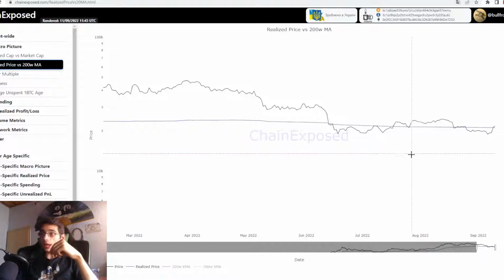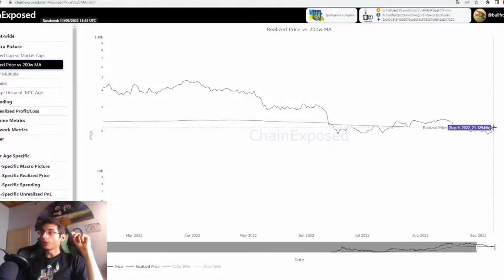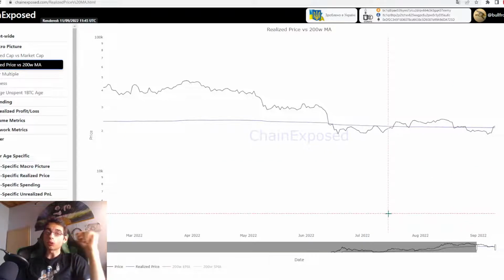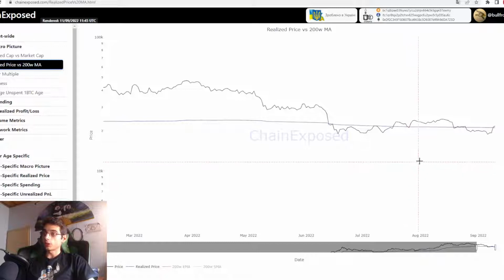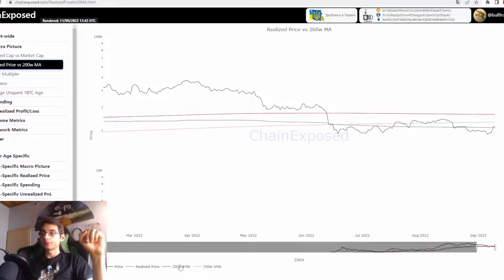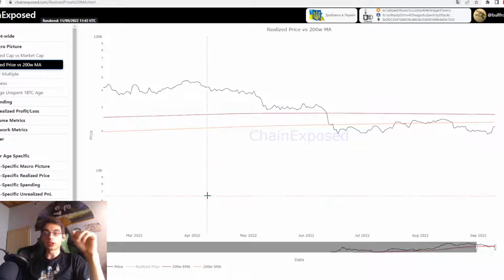It's a good area to buy in my opinion, still not financial advice, but we are using this as a resistance this time, or we'll use it as a support and bring price higher. I don't think we'll go much higher, but still, this is a new support and resistance zone that we should watch and care for. Another fact, taking out the realized price, are the 200 weekly EMA and SMA.